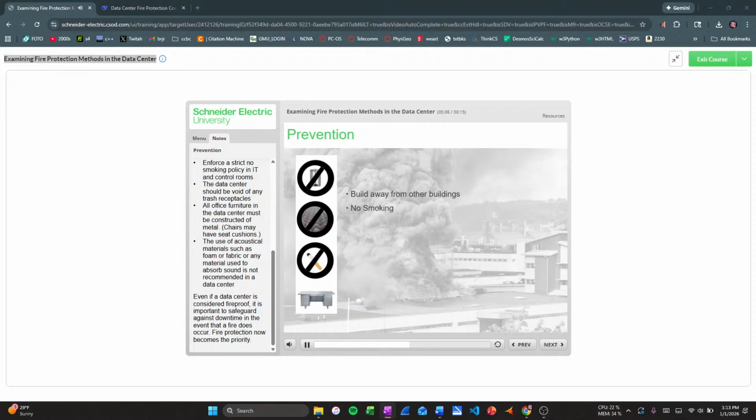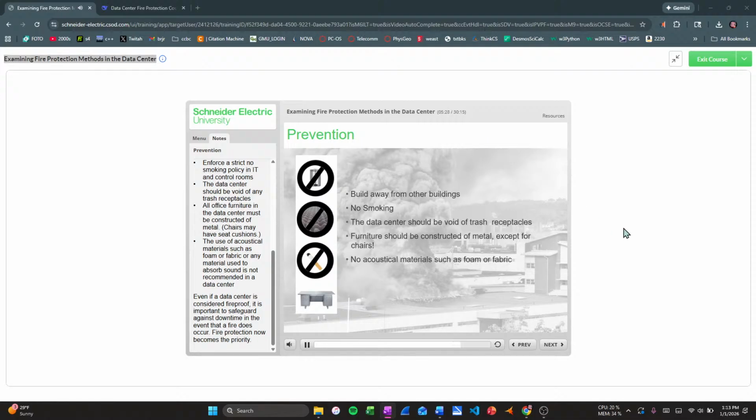Enforce a strict no smoking policy in IT and control rooms. The data center should be void of any trash receptacles. All office furniture in the data center must be constructed of metal. The use of acoustical materials such as foam or fabric or any material used to absorb sound is not recommended in a data center.